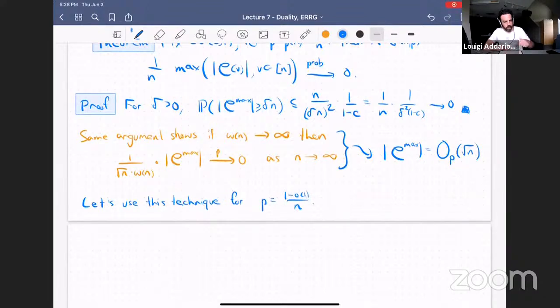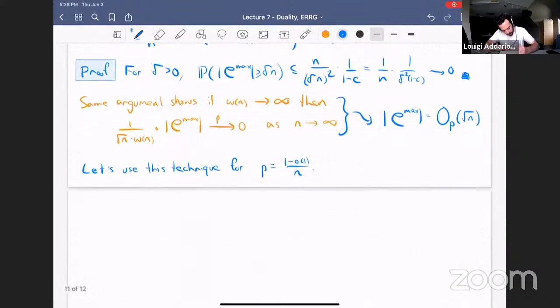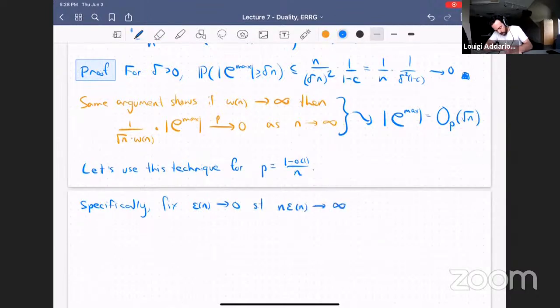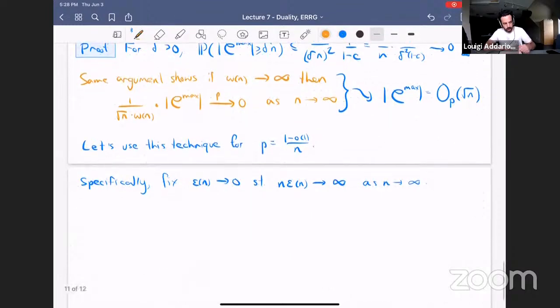Specifically, let's fix a function epsilon n tending to 0, and I'll need it to not tend to 0 so fast. I want n times epsilon n to tend to infinity as n tends to infinity. Then we'll ask about component sizes in G(n, (1 minus epsilon n) over n).